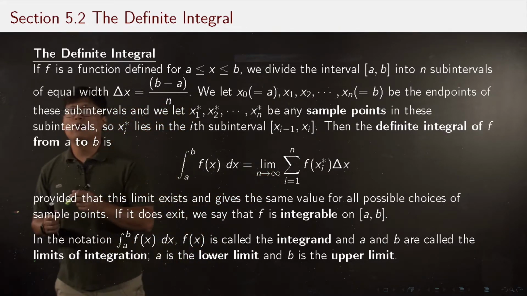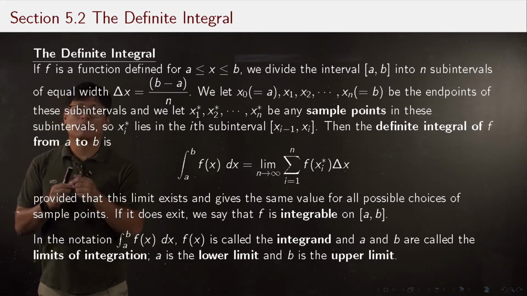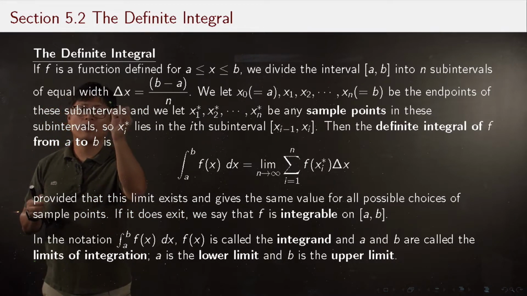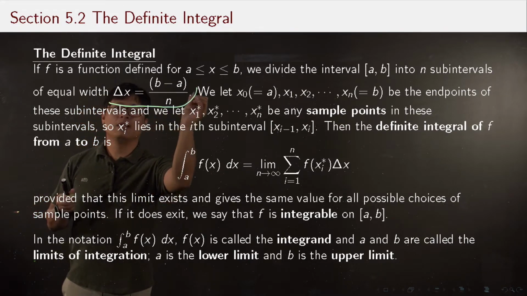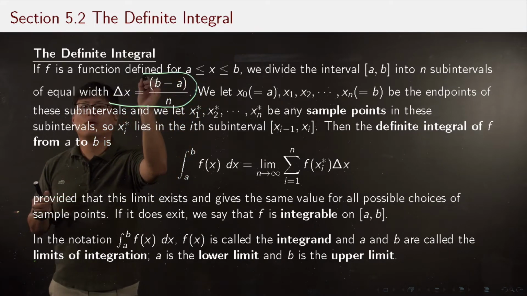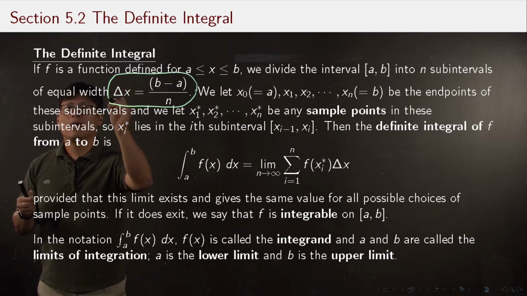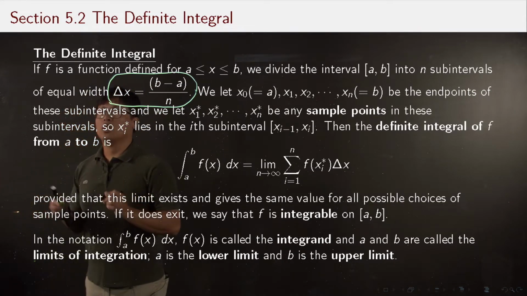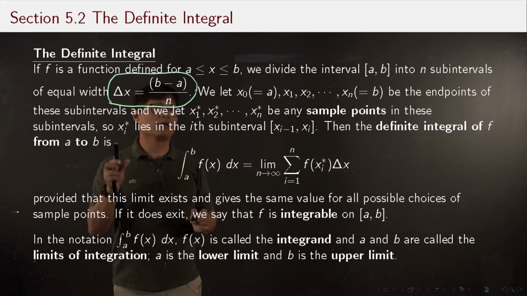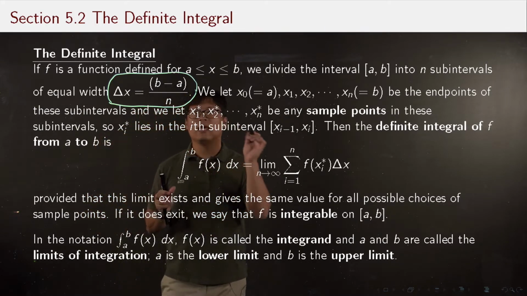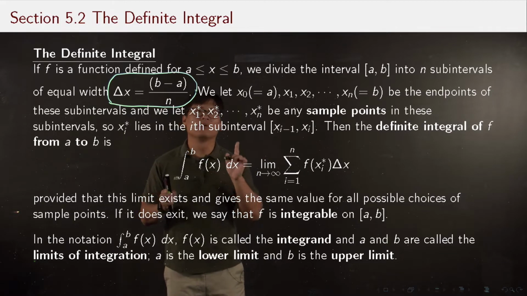As we talked about, you need the base of each rectangle. Can you find this guy? Delta x. B is the right endpoint or upper limit, and A is the left-hand point or lower limit. Delta x is the base of each rectangle. It can be calculated by b minus a over n, where n is the number of rectangles.